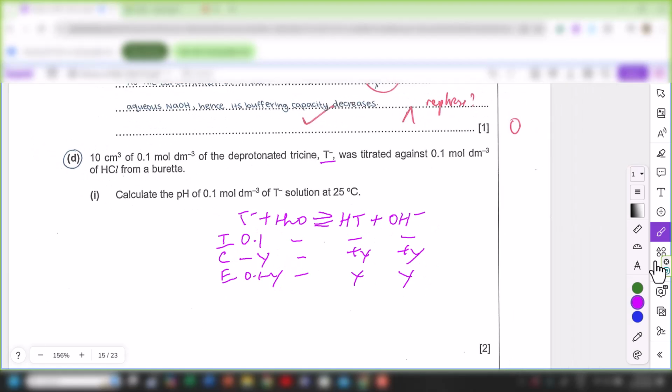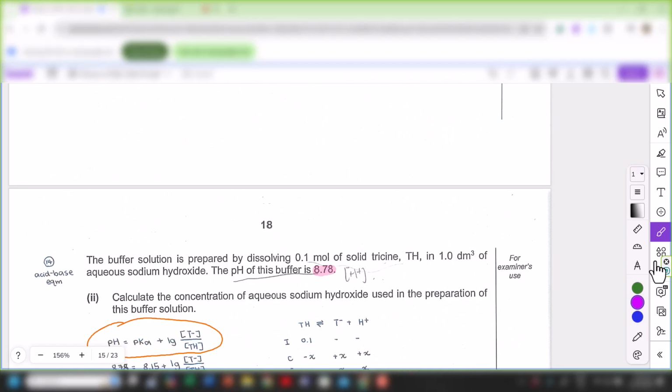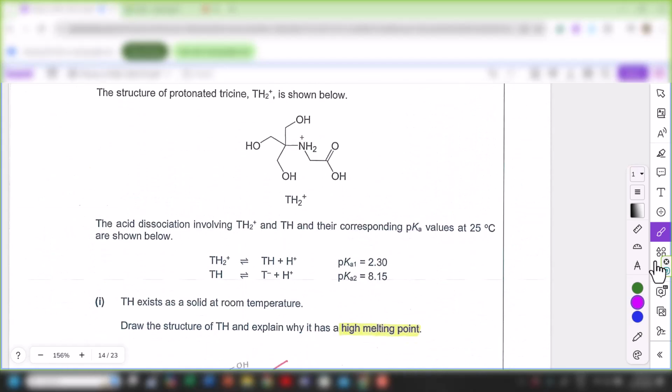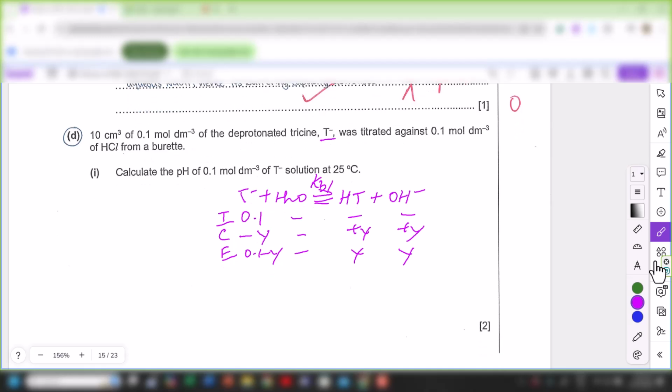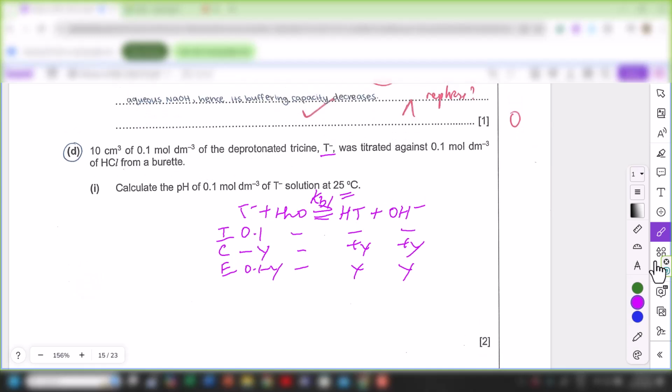Then what is the Kb? Kb1. So do I know pKa2? Yeah, so pKb1 is associated with pKa2, 8.15. So in this case, the Kb essentially is 10 to the power minus 5.85. Correct? Yeah, because it's 14 minus that, so it's 10 to the power minus 5.85.